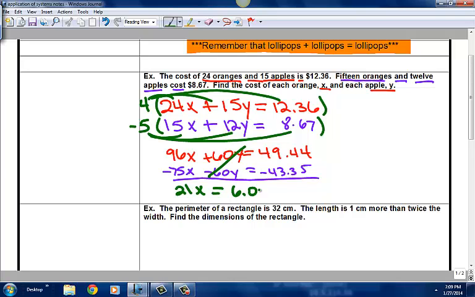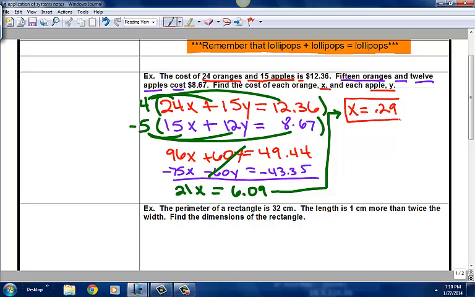$6.09. Be aware, sometimes when you're doing this elimination, that dollar amount might turn out negative. Usually it's going to work out in the end if you've done everything else right though, so don't panic. Now that I've got that little bit of information, I can finish this out by dividing that 21 off. 6.09 divided by 21 tells me that x equals 29 cents. That means that oranges are 29 cents a piece.